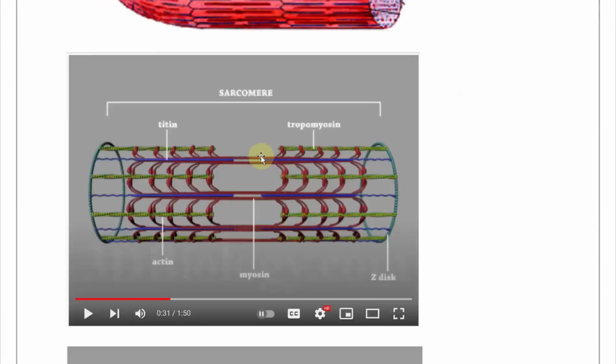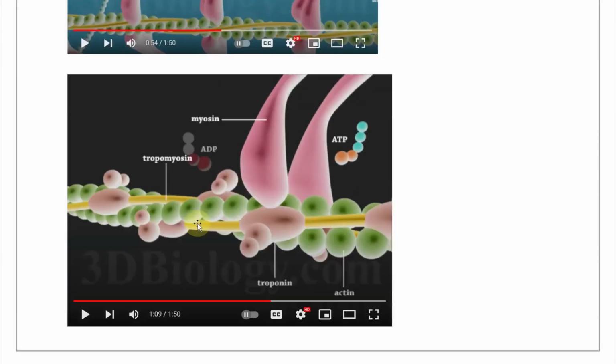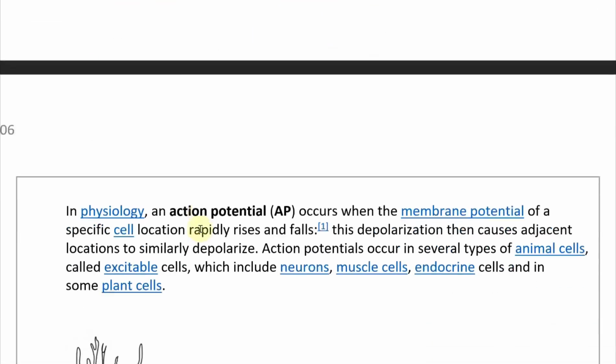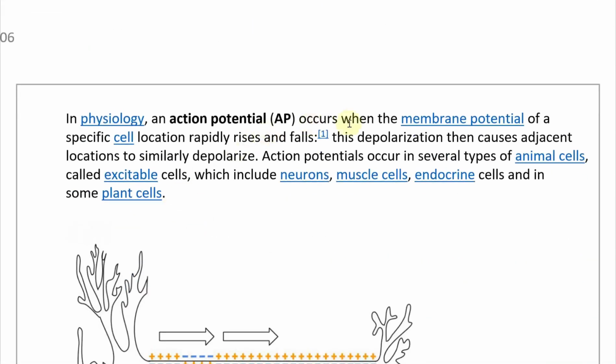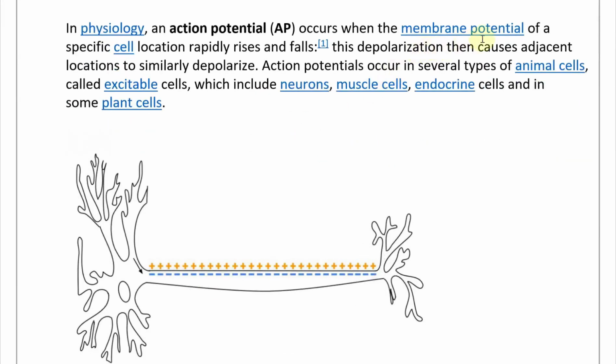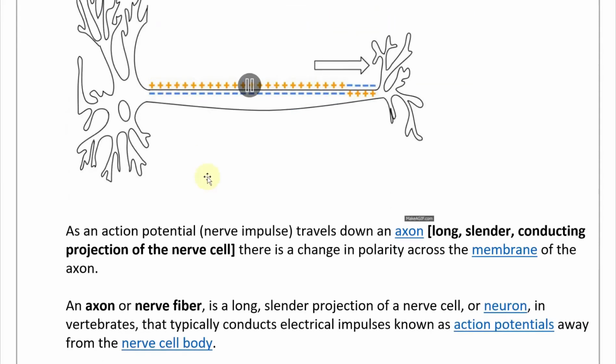And so those are the action potentials that generate all this setup over here. So going over, in physiology, an action potential occurs when the membrane potential of a specific cell location rapidly rises and falls. This depolarization then causes adjacent locations to similarly depolarize. Action potentials occur in several types of animal cells called excitable cells, which include neurons, muscle cells, endocrine cells, and in some plants. So the action potential is set up.